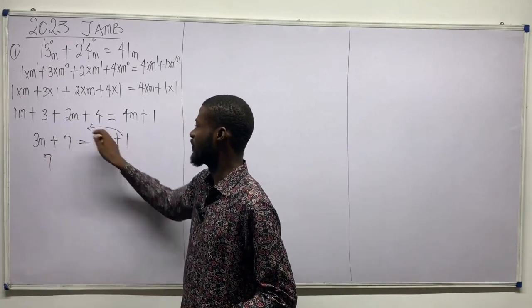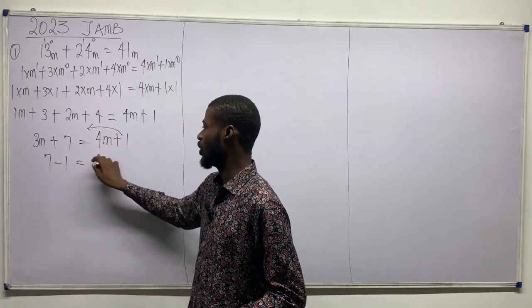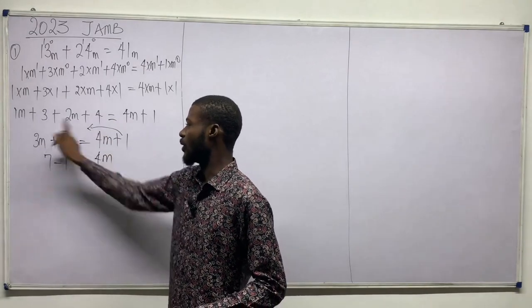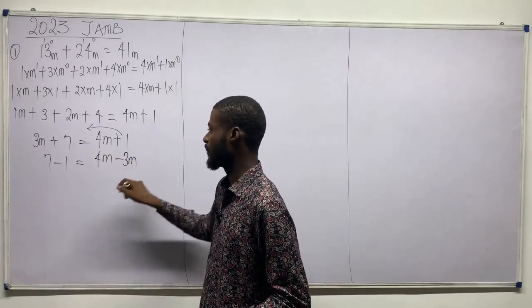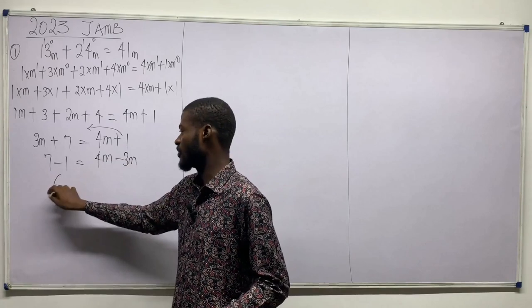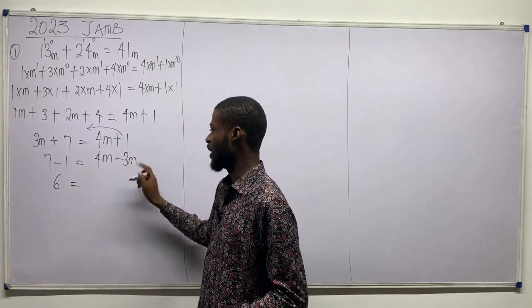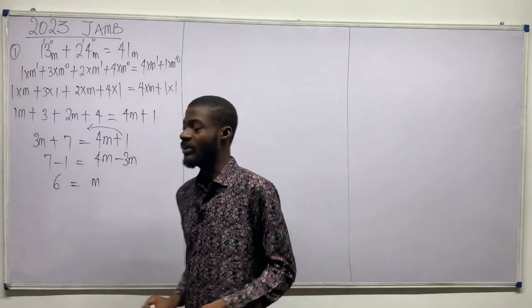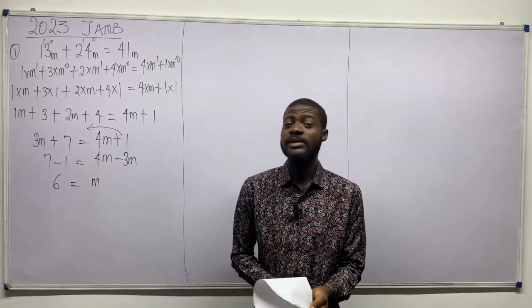If plus 1 goes over here, it becomes minus 1. Equal 4m. 3m comes over, becomes minus 3m. So 7 take away 1 will give us 6. 4m take away 3m will give us m. So it means our m is equal to 6. So the base is base 6.